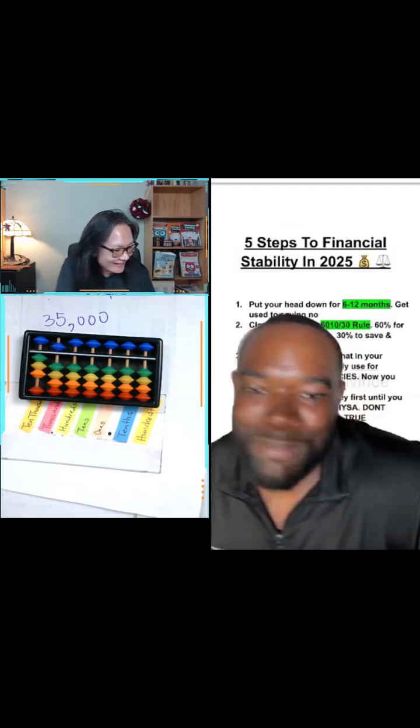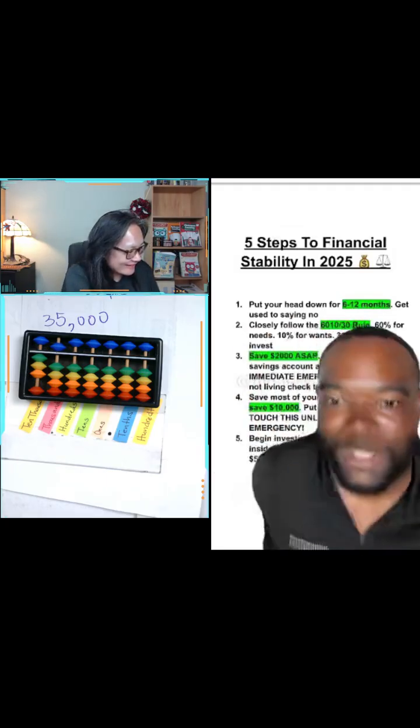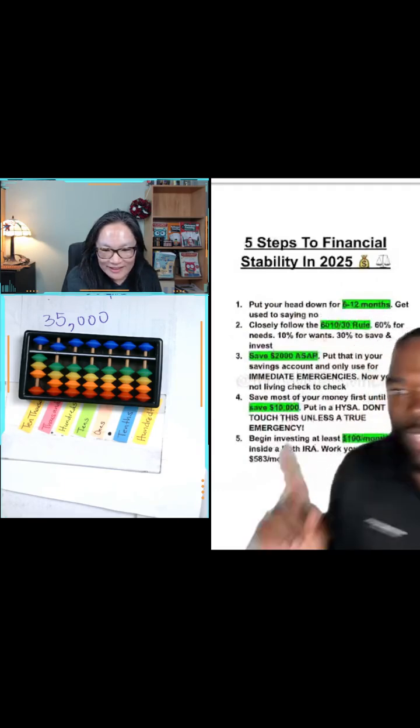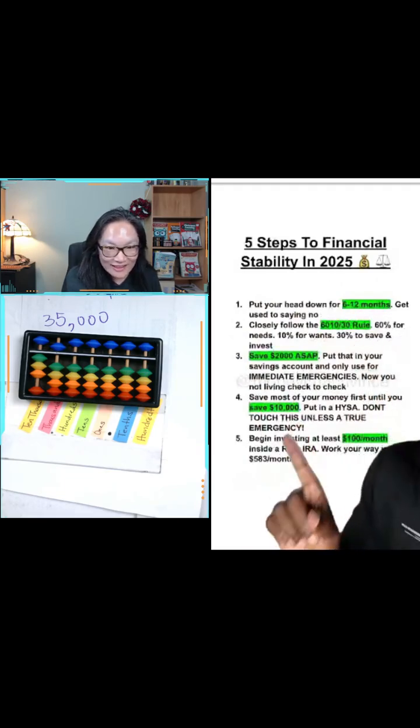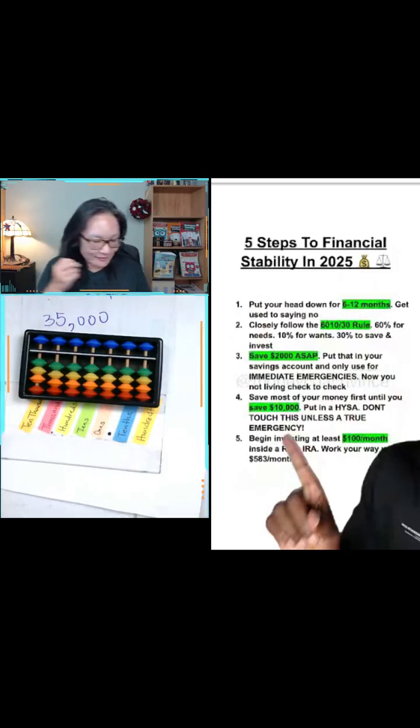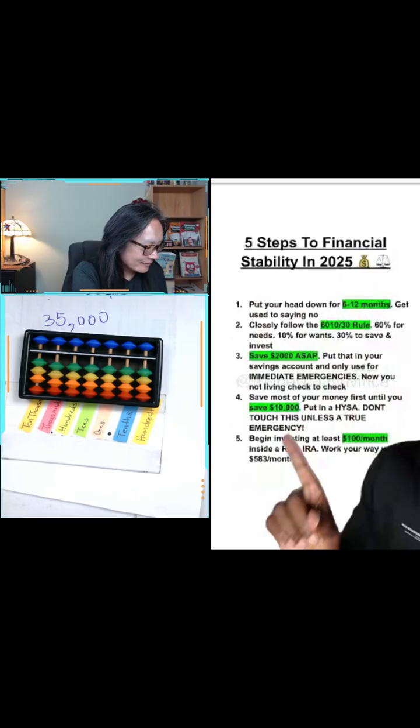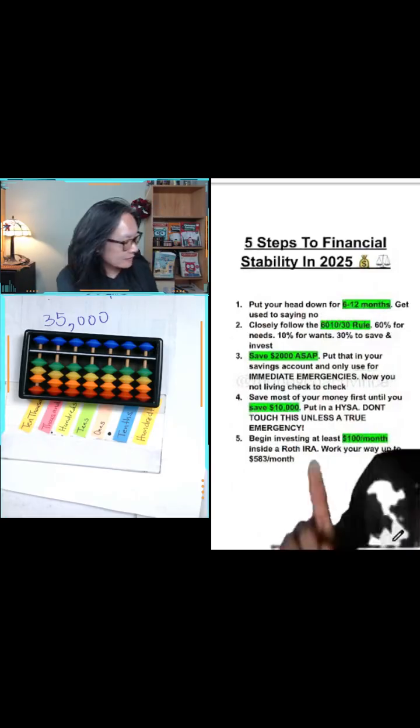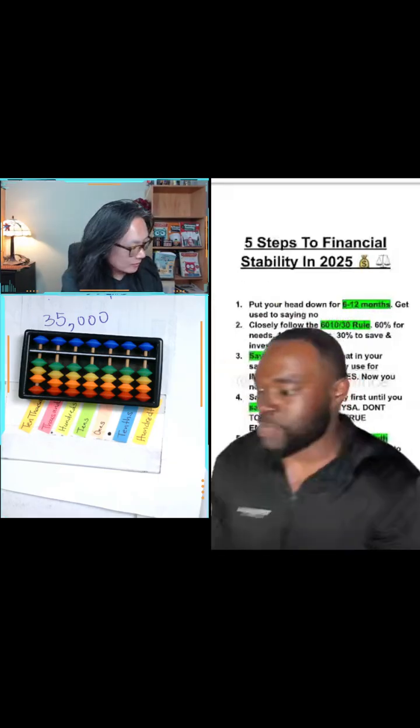Okay, drop the word invest into the chat, because what I'm going to do is explain this right here. This step number 5, this last little step, we're going to talk about investing. Simple numbers, of course, and how these simple numbers can turn into really big numbers. Okay, drop the word invest into the chat.